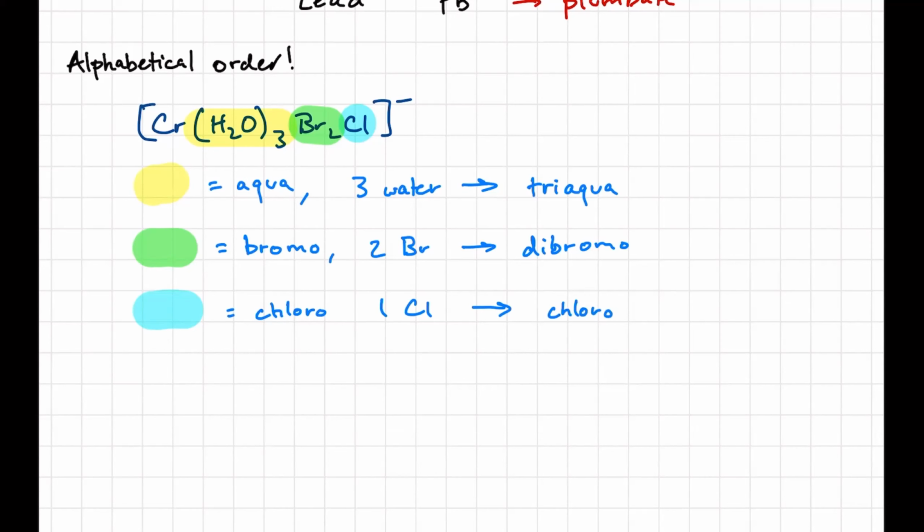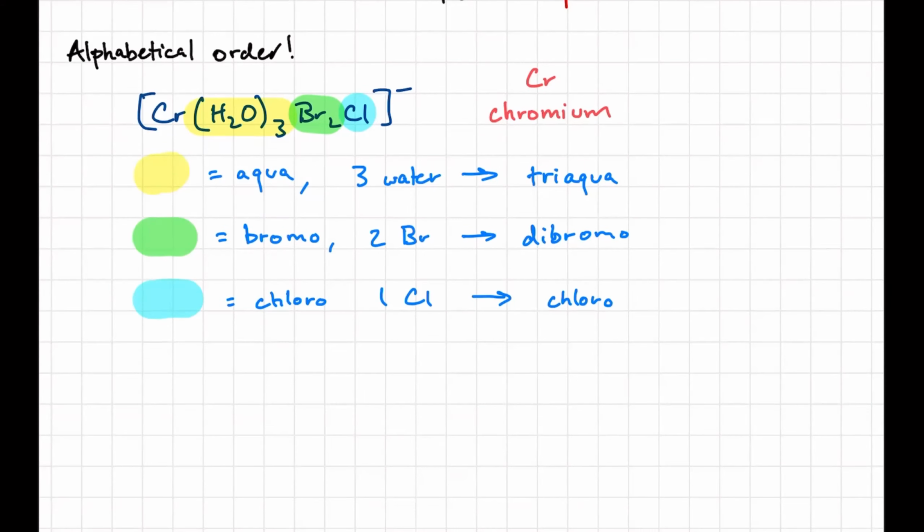And of course, we have to consider our metal. In this case, it's Cr, which is chromium. Chromium abbreviated as Cr, and chromium spelled out in English has an R in it and a C. So that means we don't need to do any fancy word changes here. So all we need to do, because it's an anion, we have to change it to chromate. Remember the ATE part.